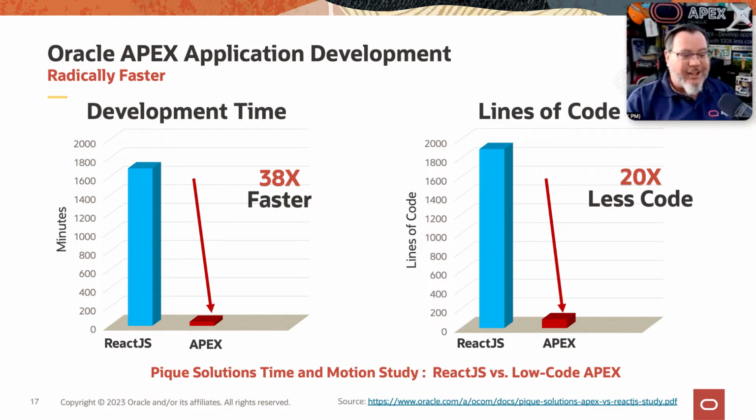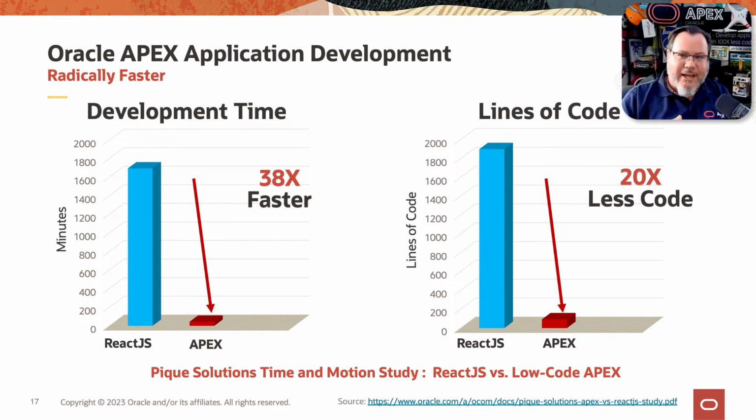So what we just saw is also demonstrated by the Peak Solutions time and motion study. They used the React.js framework and Apex to build an app in both and to see how long it took. Now, this particular study was done with a set of requirements that were very common in app development for mobile apps. And they found out that using Apex, it was 38 times faster than using React.js. And it required 20 times less code. This is significant because these numbers directly correlate to the savings of time and ultimately money. And that's what this is all about.